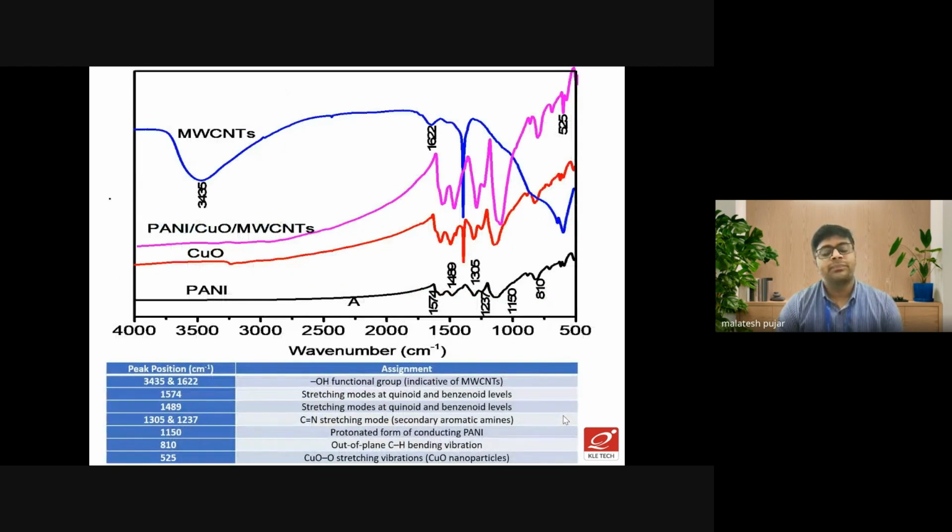And these are the functional studies, which we consider with Fourier transform infrared spectroscopy.